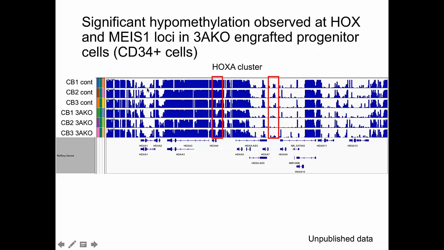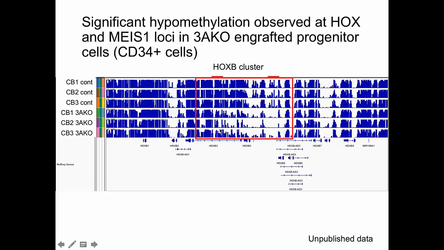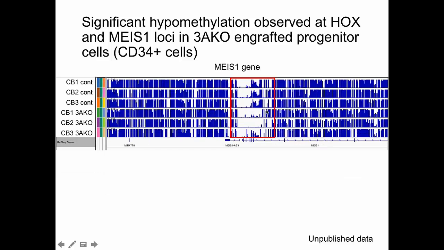Now, with 3A loss in the mouse, we saw focal hypomethylation in some particular regions, and that's what we were looking for now working with these human engrafted progenitor cells. And that's what we saw. We saw with a couple key genes involved in acute myeloid leukemia and a number of other hematopoietic malignancies, such as the HOX-A, HOX-B, and MEIS1 cluster, significant hypomethylation at some focal regions. Here it's not as significant at the HOX-A cluster, but you can see much more significant loss of methylation at the HOX-B cluster, as well as in MEIS1.